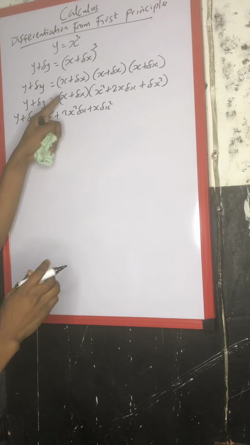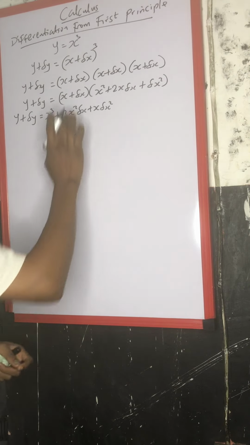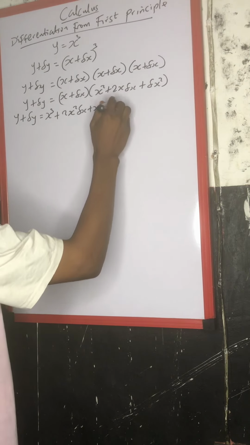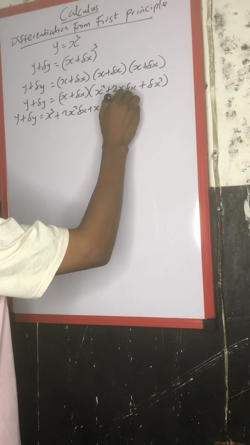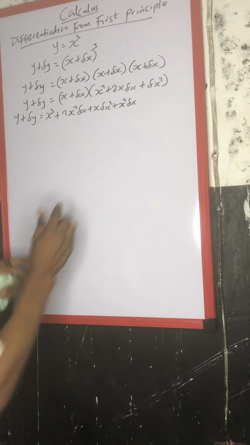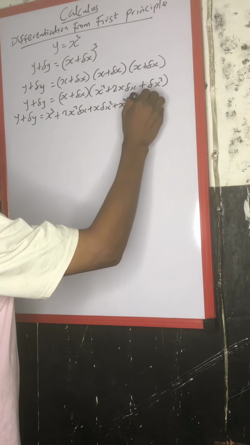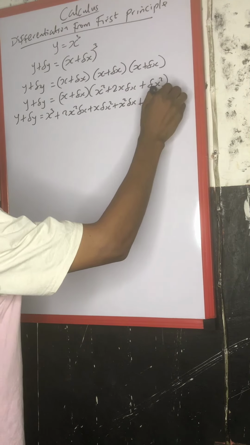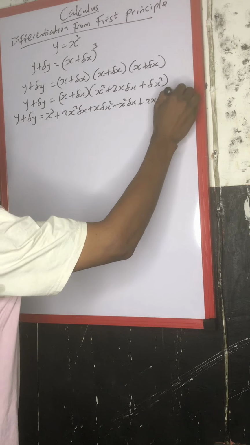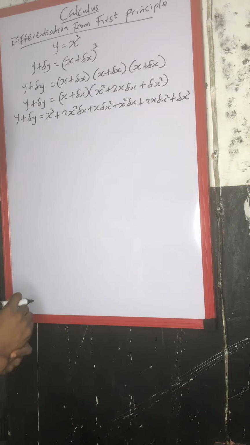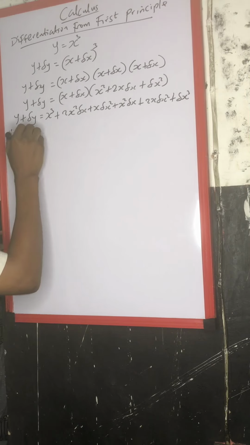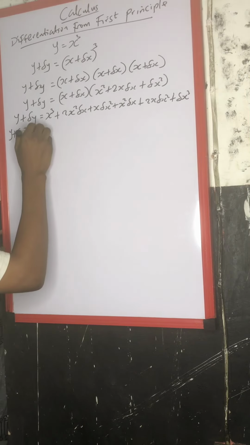So we are done using s to open up. Then we also make use of change in s to open up. Change in s times s squared, we have s squared change in x. Change in s times 2s change in x, we have plus 2s change in s squared. Then change in s times change in s squared, we have plus change in s cubed. So y plus change in y equals s cubed.